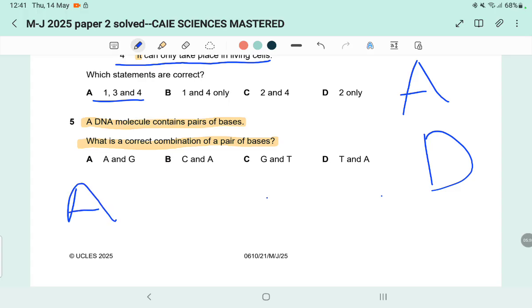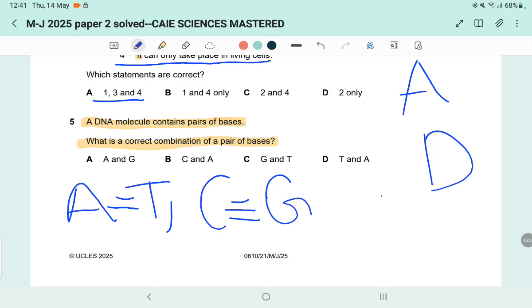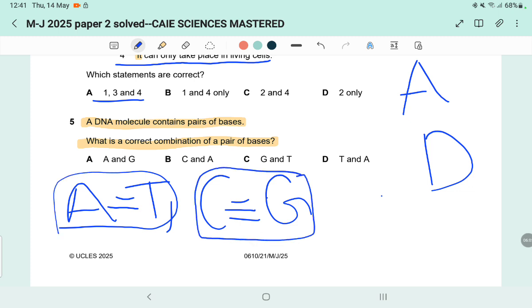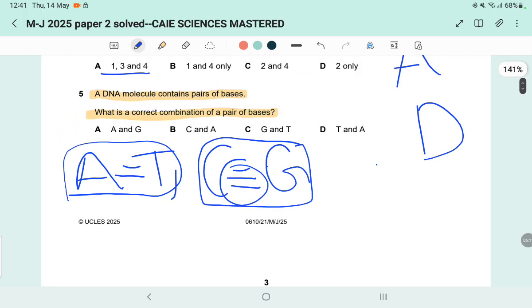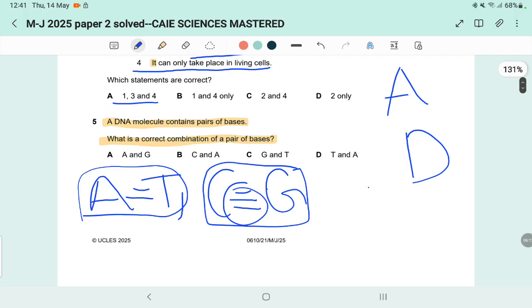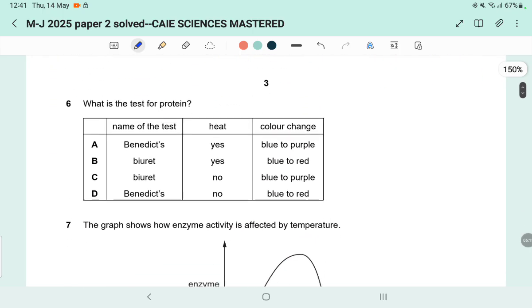Adenine, thymine, cytosine, guanine. Adenine, thymine, cytosine, guanine. So adenine and thymine are linked together by double bonds, while C and G, which are cytosine and guanine, are linked by triple bonds. This is information you don't need to know now, but it will come in AS biology, so like information for the future. So the answer here is A and T. We're going to choose thymine and adenine together to be the correct answer.